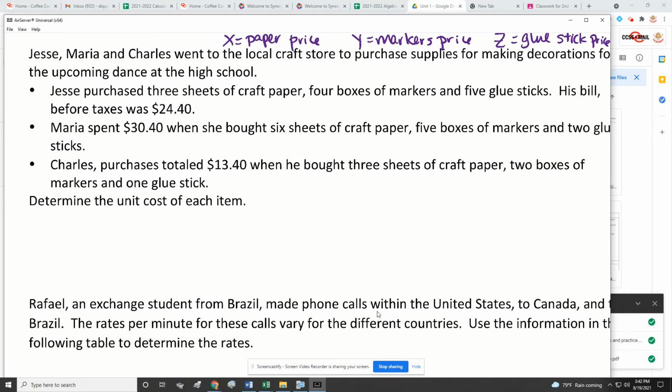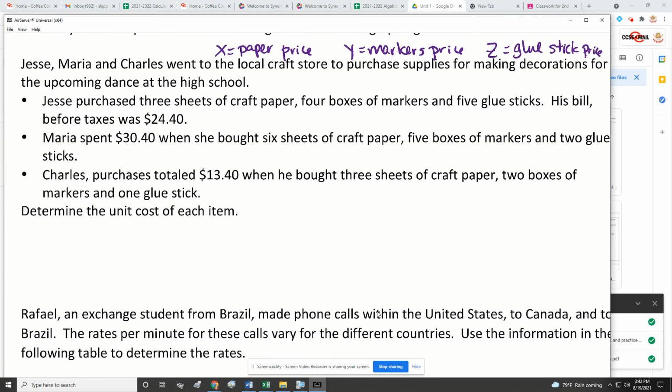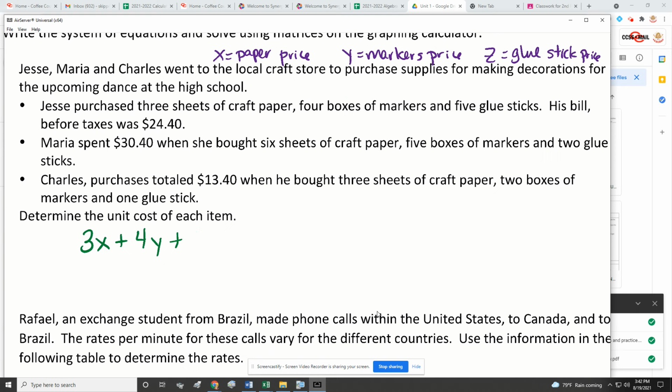Okay, so Jesse purchased 3 sheets of craft paper. Now the paper was X, so it's going to be 3X plus 4 boxes of markers, so that's 4Y, plus 5 glue sticks, so that's 5Z, and he spent $24.40. All right, so that was just Jesse. So you guys are going to write an equation for Maria, and you're going to write an equation for Charles, and then you're going to solve it. So just go ahead and do that right now.